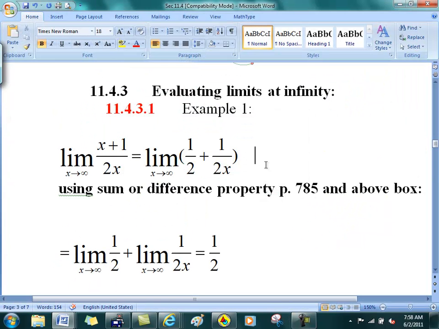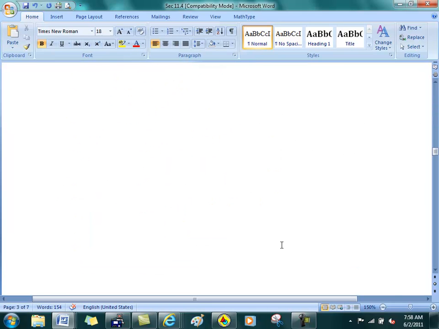So is it that the limit of 1 over 2x equals 0, but the other limit equals, no, x equals 1/2? That's right. Is that simple? That's simple.